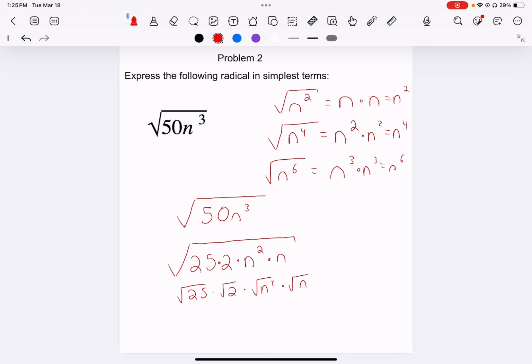You don't always have to split it up. You can just go right from this step to your final answer. Radical 25 is 5. Radical 2, that's going to stay in my radical. Radical n squared is n. And radical n, that's going to stay inside my radical. So my simplest radical terms is 5n radical 2n.